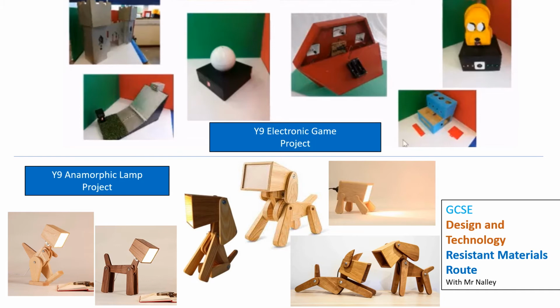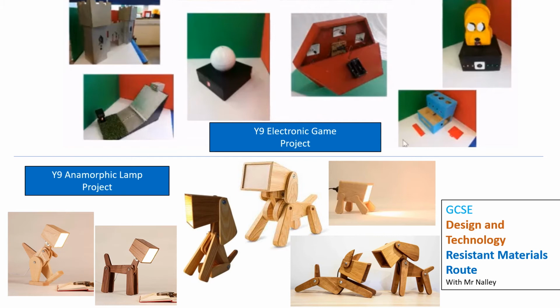When the students begin the course in Year 9, we assume that they don't have all the skills that they require to do the course, even if they've done resistant materials in Year 7 and 8. So with that in mind, what we do is we give them two different projects to do that are set by the teacher. The first of these projects is to give them a high level of skill in wood, metal and plastics. This is the anamorphic lamp.